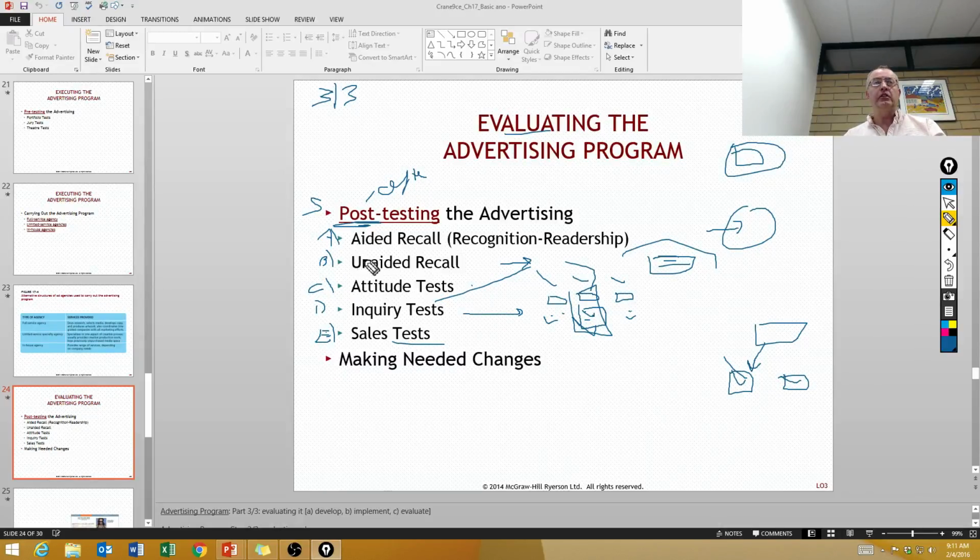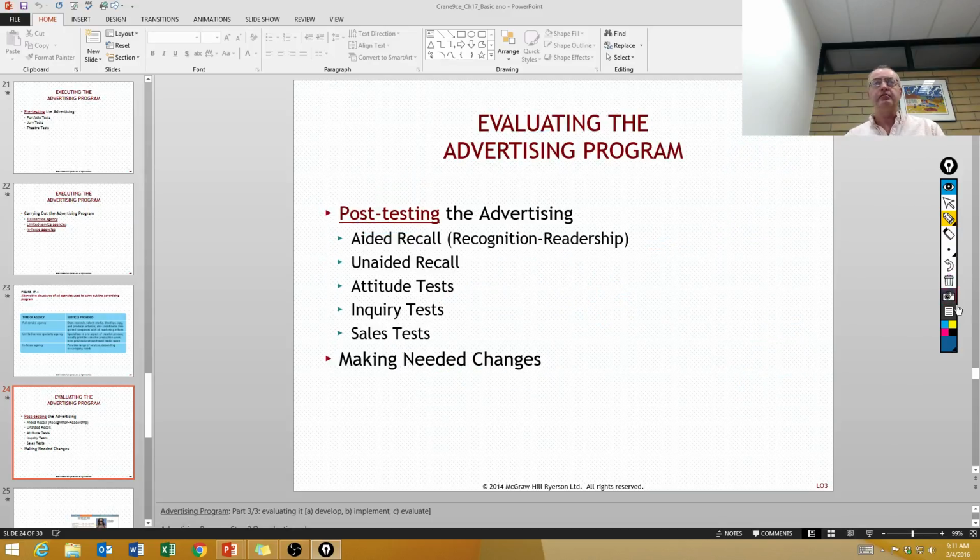Okay, and then so as you can tell, if you're doing this post-testing on your ads and you're seeing that, hey, your competitors have a more effective ad than you, then of course you can adapt your ad program on the fly to be more competitive with the competitor products, or competitor ads, I should say. Okay, let's just move on.